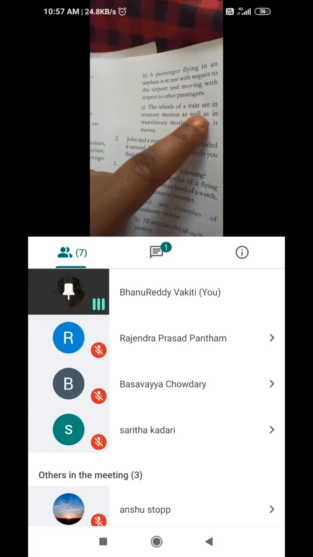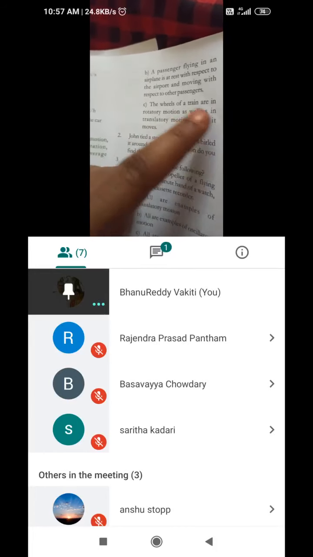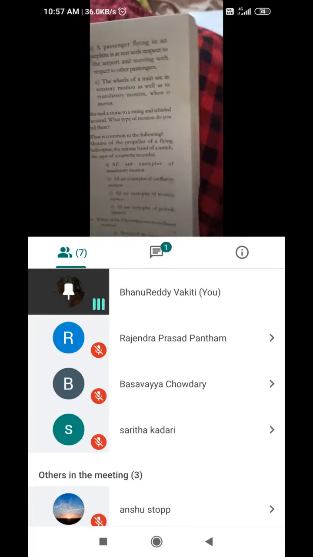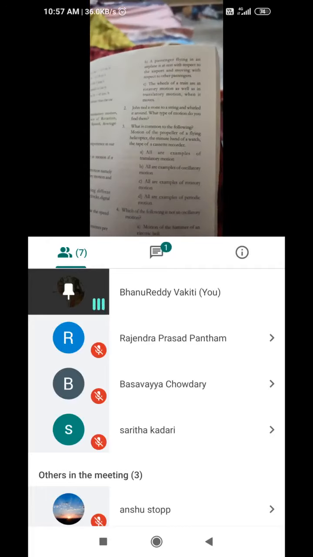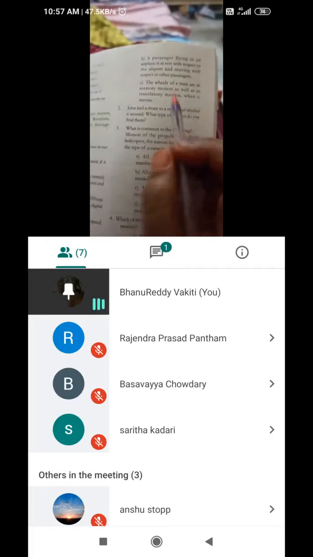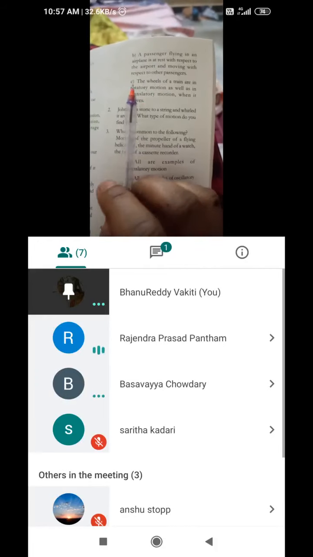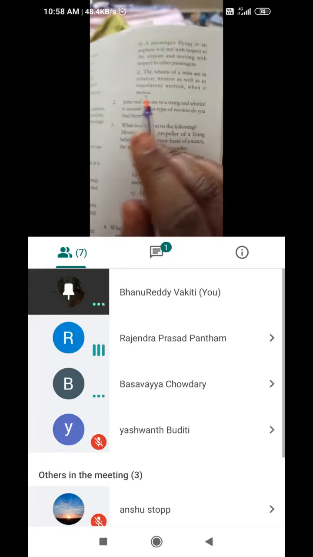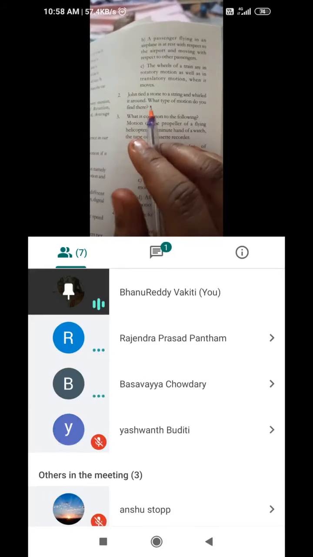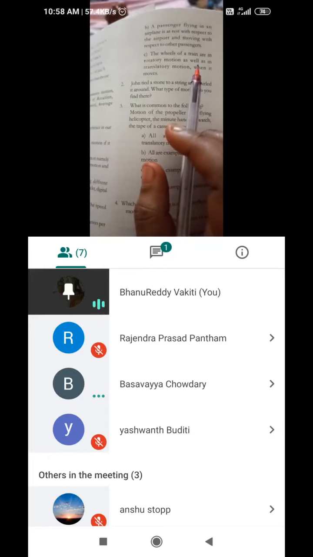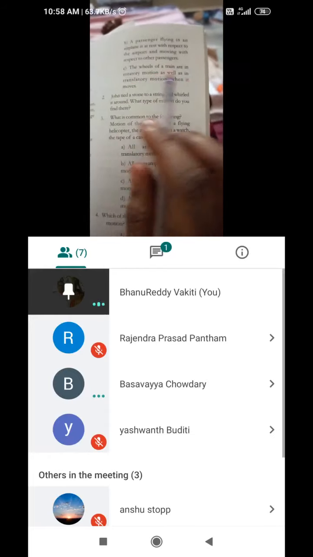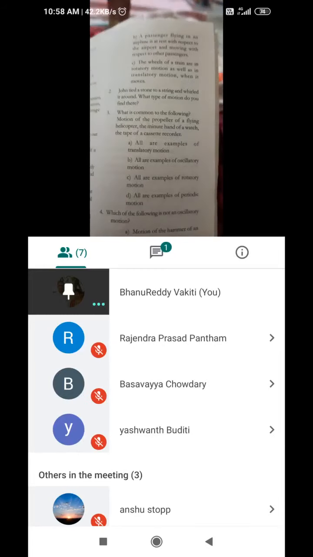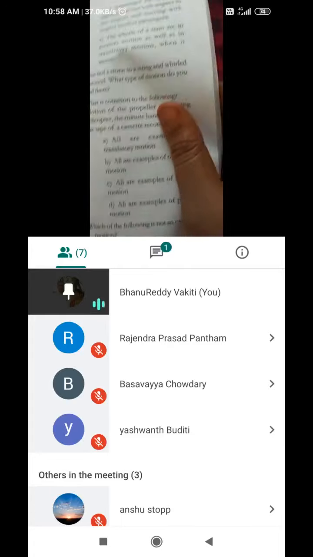And the wheels of the train are in rotatory motion as well as in translatory motion when it moves. Is this correct? We have discussed this yesterday. Translatory with respect to the track, and with respect to the train, the wheel is moving in rotation. So C is a correct statement only, no need to correct.